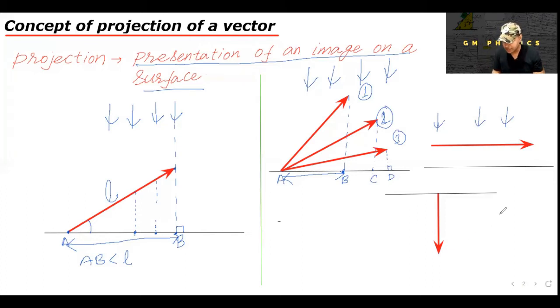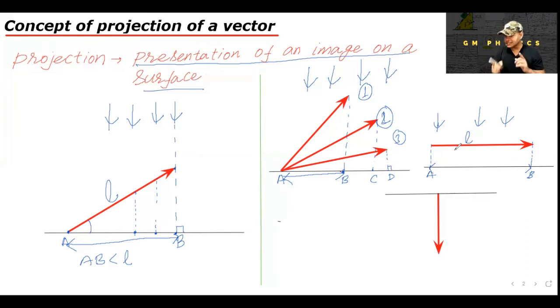So this is the surface, and the light rays are perpendicular to it, right? And in this case, the arrow is parallel to the surface. The tail's image will be formed here and the head's image will be formed here, and all the points on the arrow between A and B will be formed between A and B itself. So the image length will be this much, exactly equal to the length of the arrow.